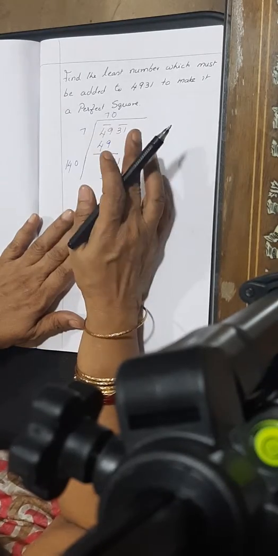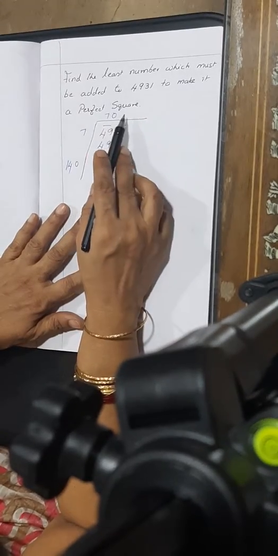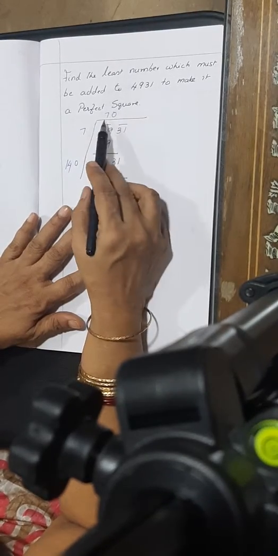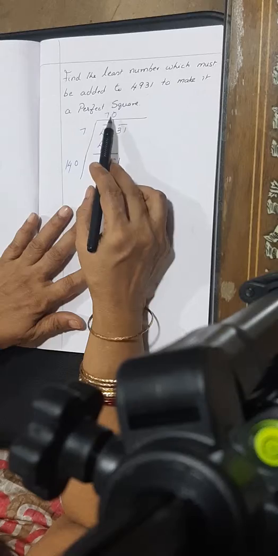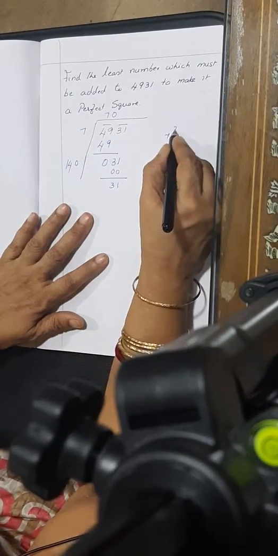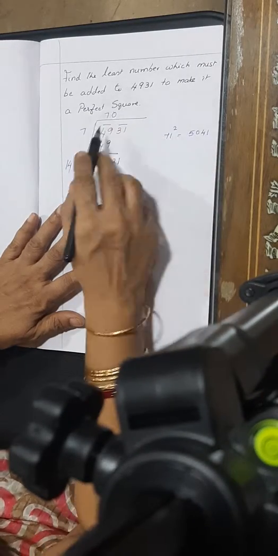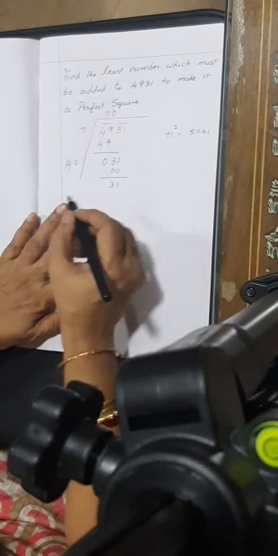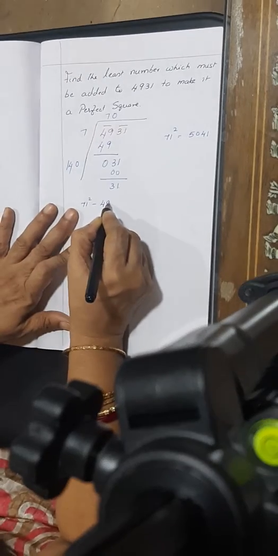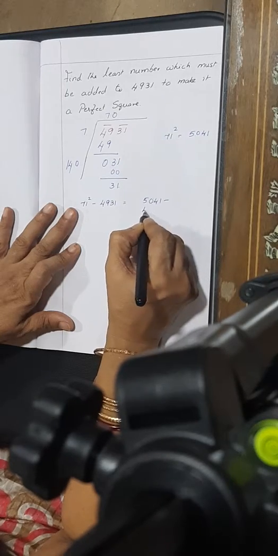Now, we have to find a bigger number than this, which is a perfect square. For that, the next square number will be 71 squared. 70 squared is 4900. So, 71 squared will be the next perfect square. So, if you find 71 squared, it is 5041. So, we have to find the difference: 71 squared minus 4931, that is equal to 5041 minus 4931.